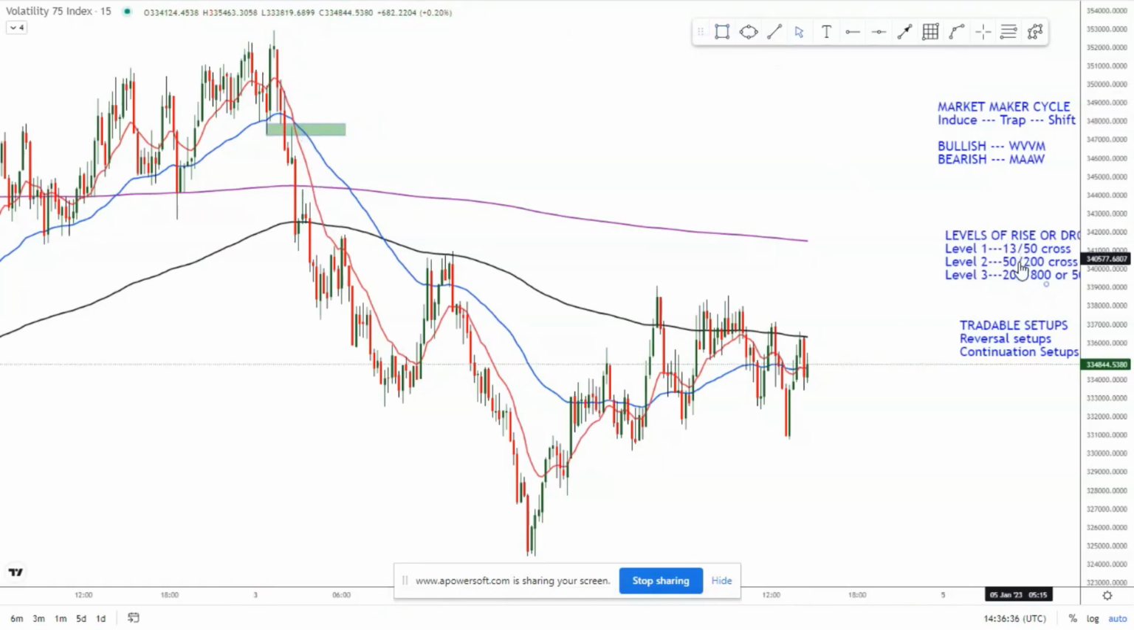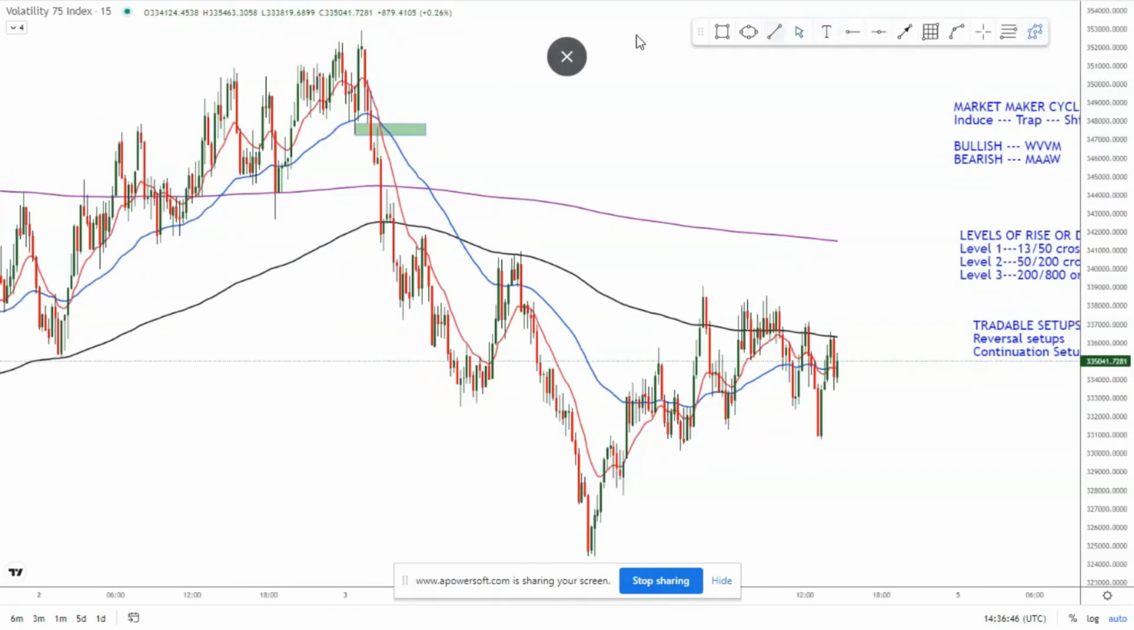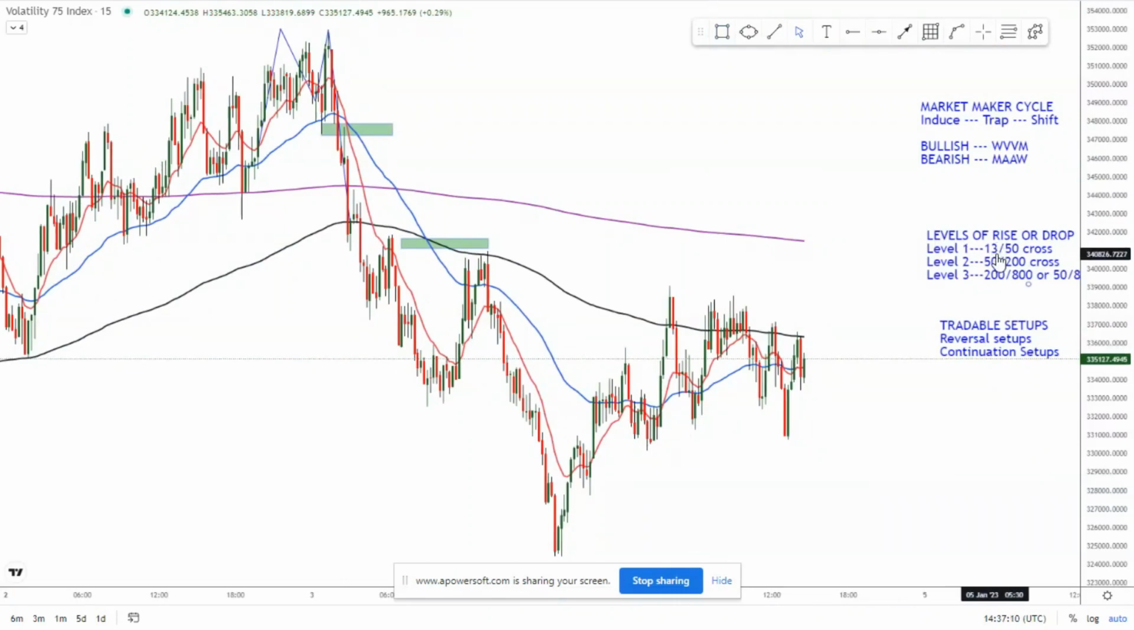You get, and then we have the 50, 200 cross. Now the 50 is the blue one. When it crossed, first of all, we had gotten a peak formation, this W here. You get? So we got a drop, and they crossed there. That is what we can say is level 1. Now here, with a 50, 200 cross, we can call that our level 2.